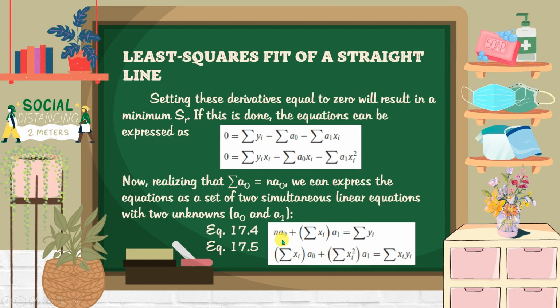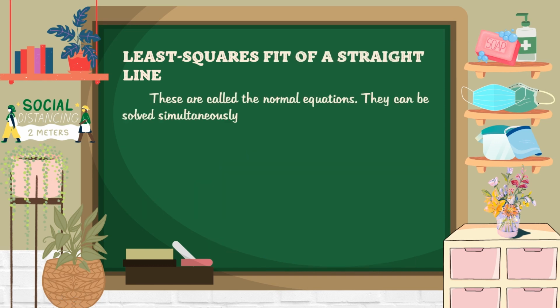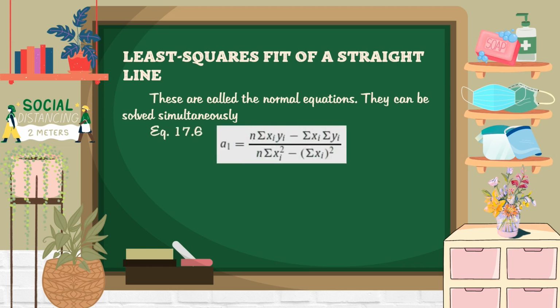So, n a sub 0 plus the summation of x sub i times a sub 1 equals the summation of y sub i, and for equation 17.5, the summation of x sub i times a sub 0 plus the summation of x sub i squared times a sub 1 equals the summation of the product x sub i y sub i. These are called the normal equations. They can be solved simultaneously as presented in equation 17.6. a sub 1 equals n multiplied by the summation of the product x sub i y sub i, minus the summation of x sub i times the summation of y sub i, all over n times the summation of x sub i squared minus the square of the summation of x sub i.